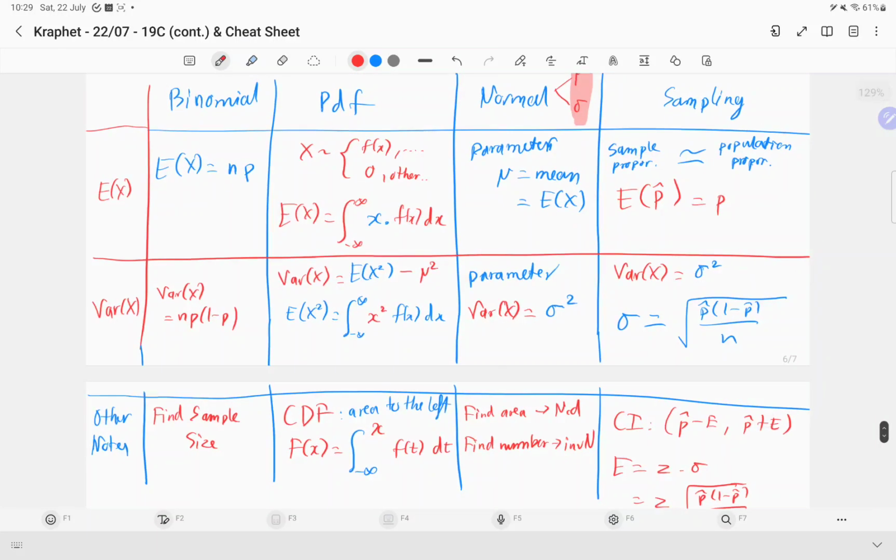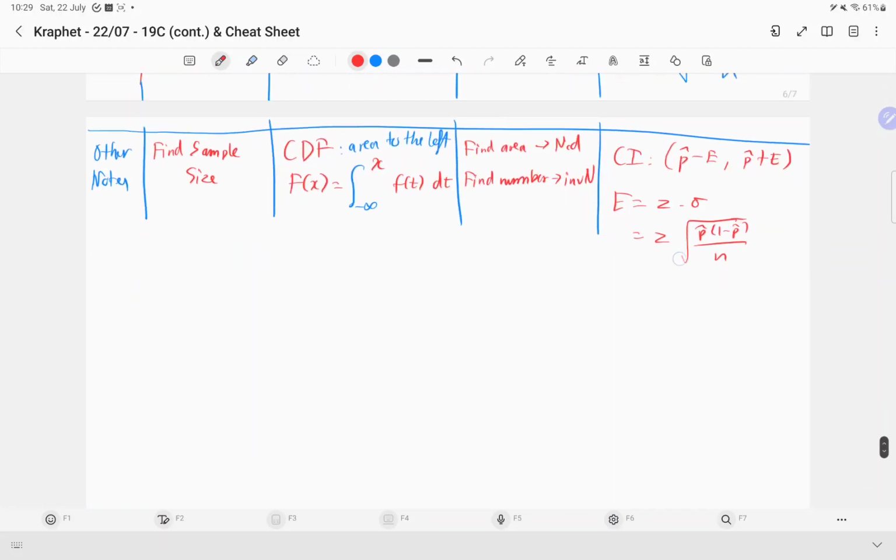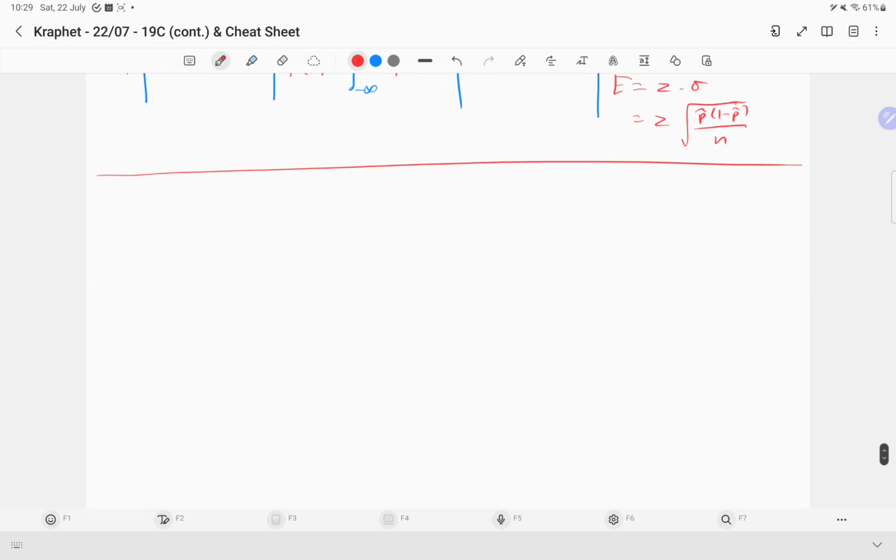Can you talk more about the CDF, the big F notation thing? Okay, yes, I can talk more about the CDF. Okay, let's use the machine.